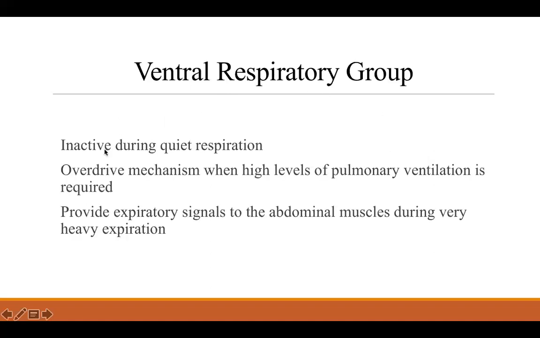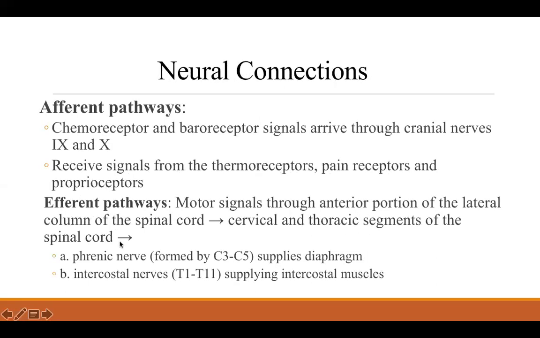Ventral respiratory group, again, is not as active during quiet breathing, and it would have an overdrive mechanism when more ventilation is needed. Okay, it provides expiratory signals to the abdominal muscles during heavy expiration.